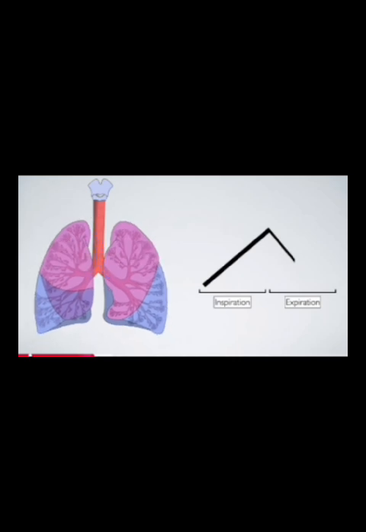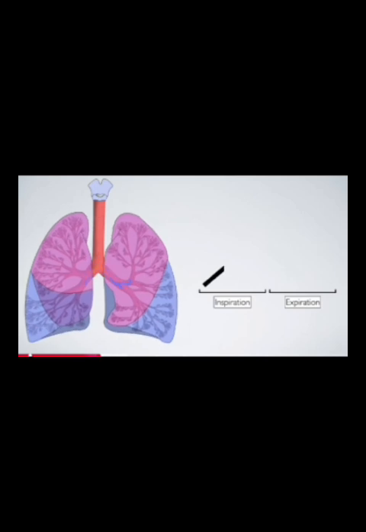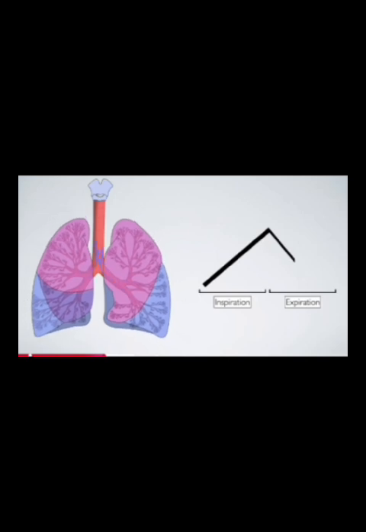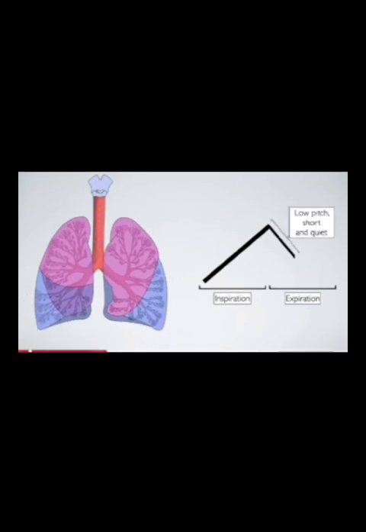In vesicular breath sounds, there is no gap between inspiration and expiration. The sound is continuous. During inspiration, air is rapidly pulled into the airways, creating high-pitched and loud sounds. Expiration, on the other hand, is passive with less forceful airflow, resulting in a lower-pitched, shorter, and quieter sound.